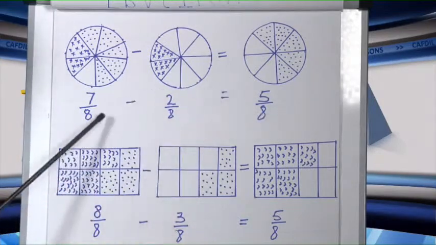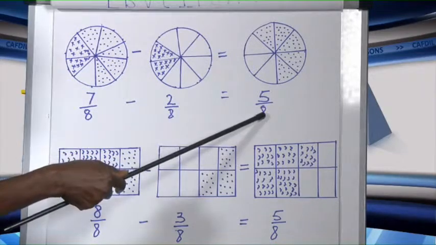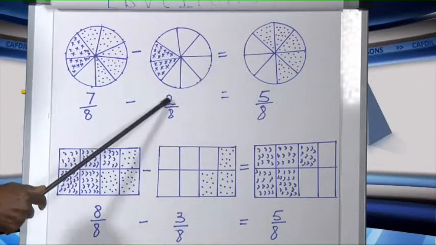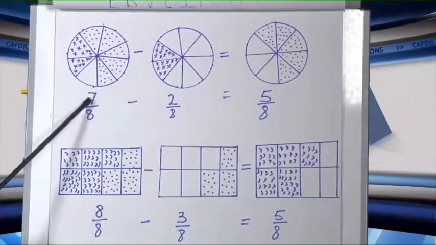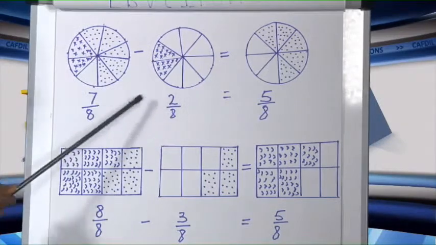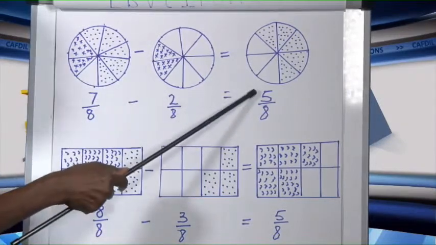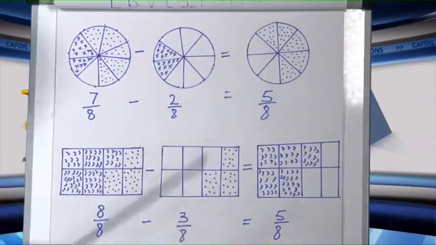5/8. The number of parts is still the same, so you still have your 8. For this type of shading, just take the number shaded from the total number of parts shaded. So subtract 2 from 7 and you will get your 5 left. So 5/8.